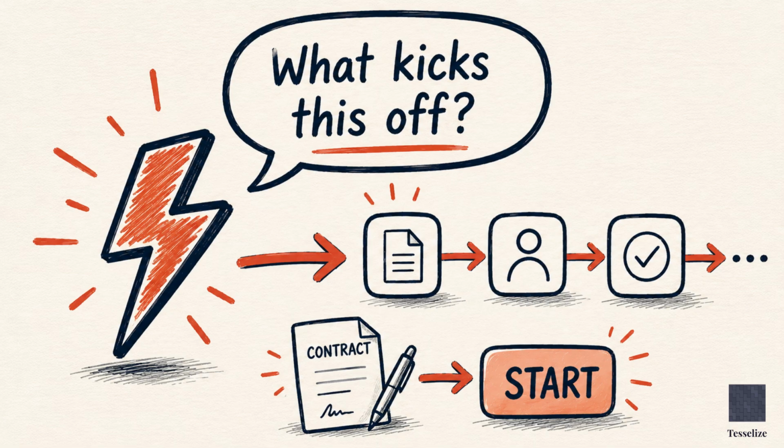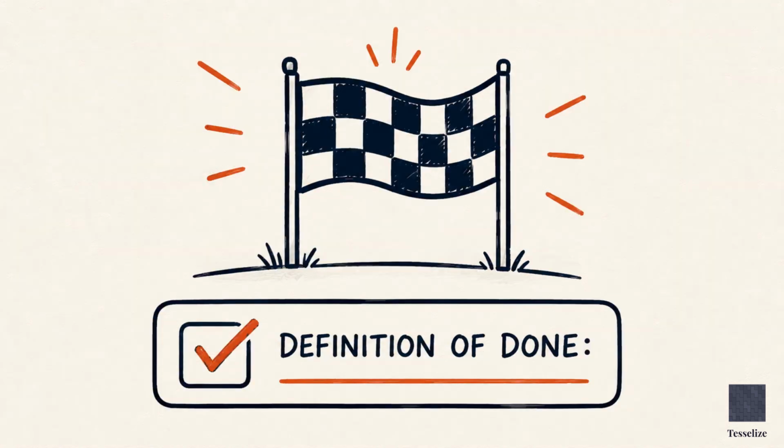Notice 3 things. Each step starts with a verb: send, schedule, set up, conduct, deliver. Each step has an owner, and the whole thing fits in 5 lines. If your process has 15 steps, you probably have 2 processes pretending to be one. Split them. What does done look like?